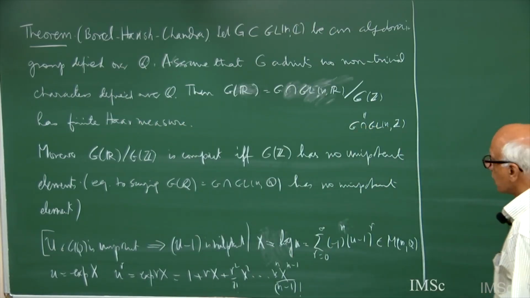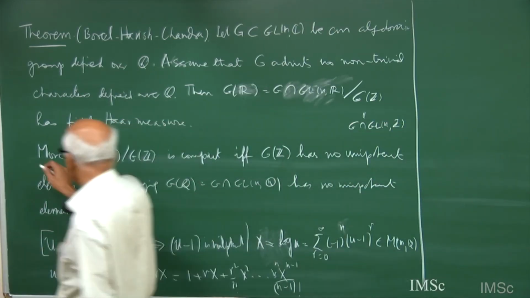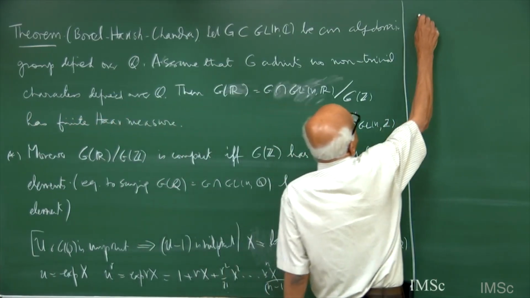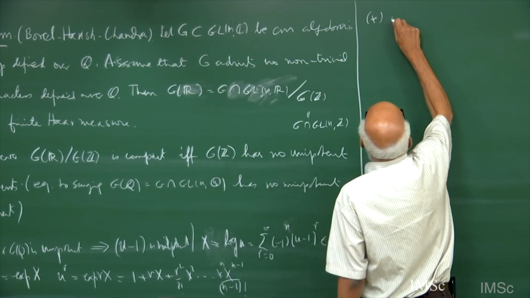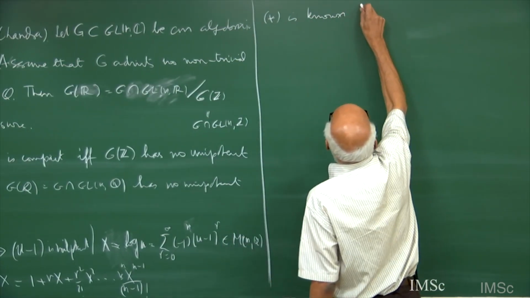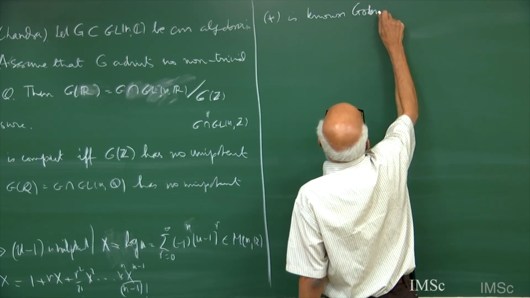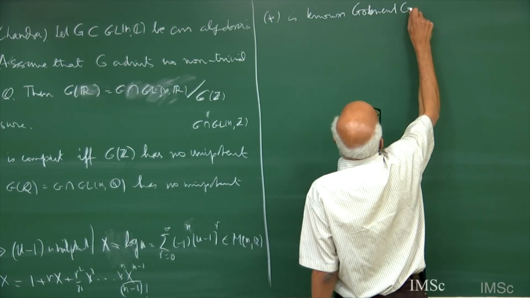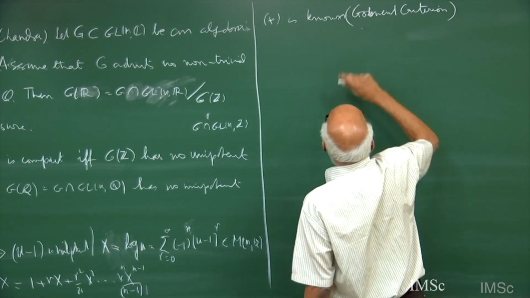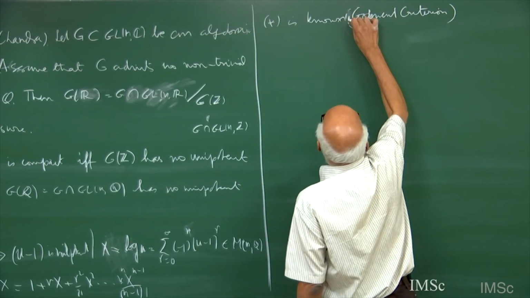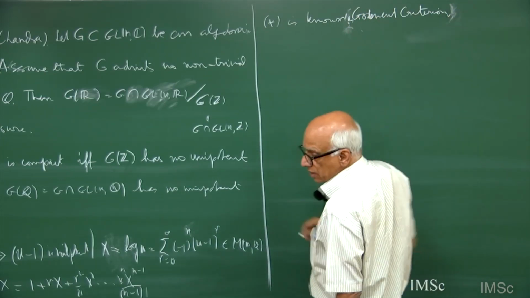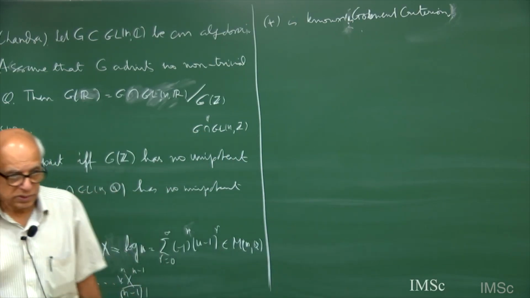Okay, now I'll take the second statement. Star is known as Godement's criterion for co-compactness. He conjectured it, so it's named after him. The statement.